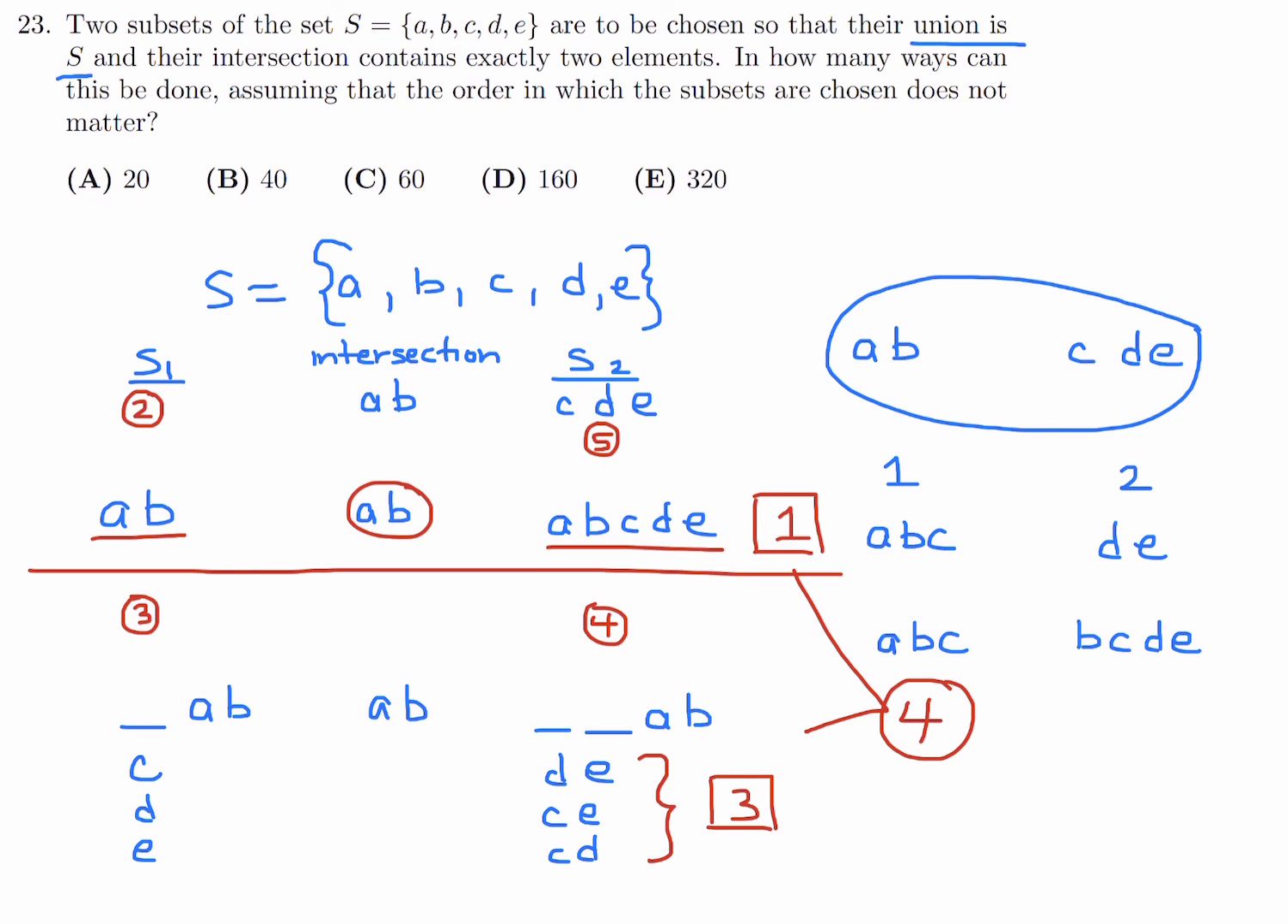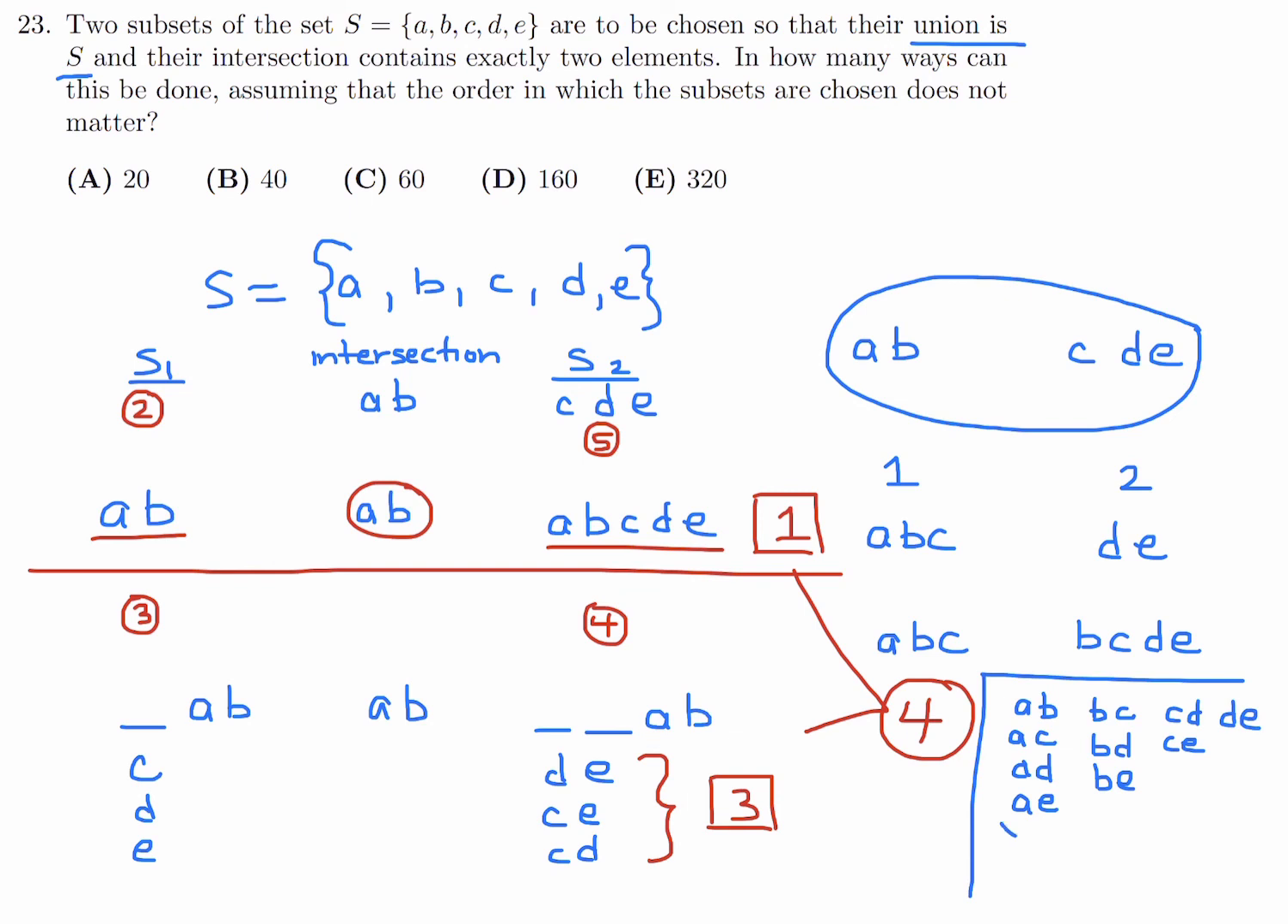Well, because what I calculated was only for AB. There are several other ways of creating those 2 in the middle, the 2 that are the intersection. AB is one of them, but there's others, right? There's AC, AD, AE, BC, BD, BE, CD, CE, and finally DE.